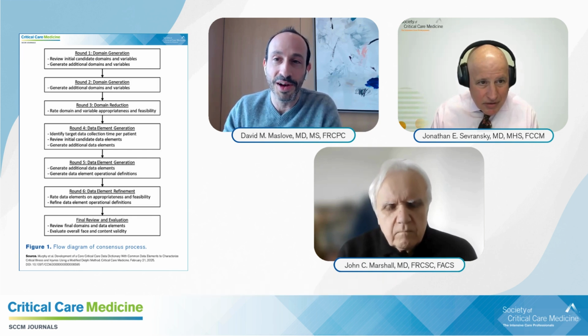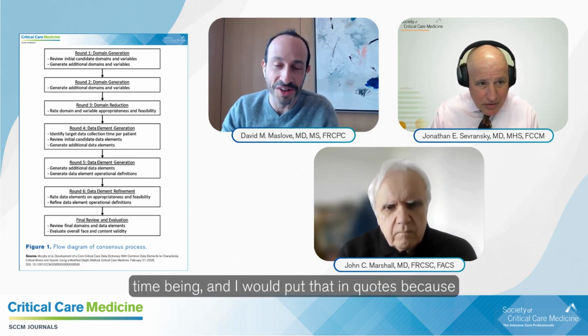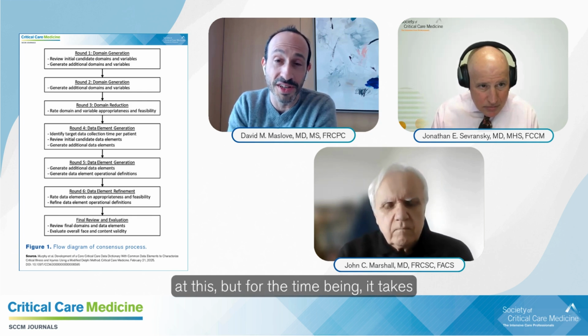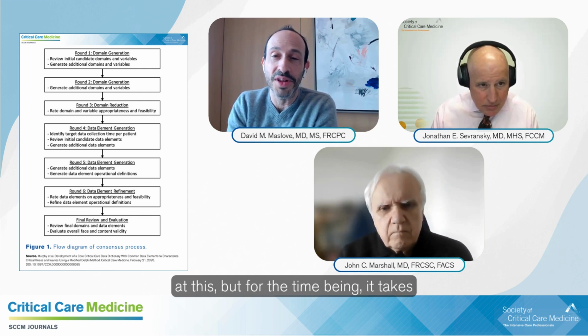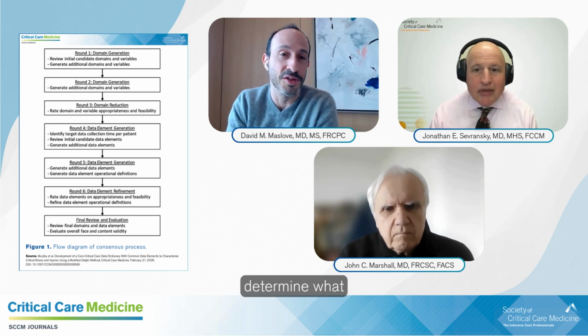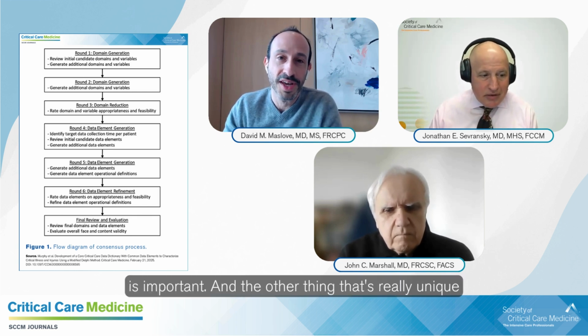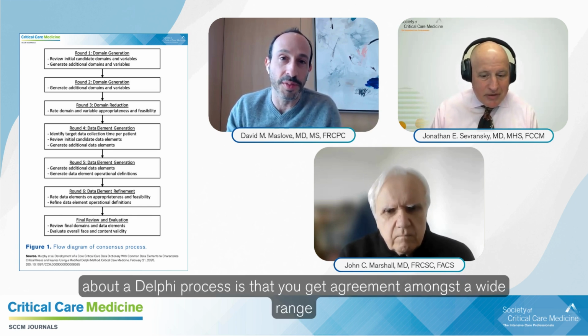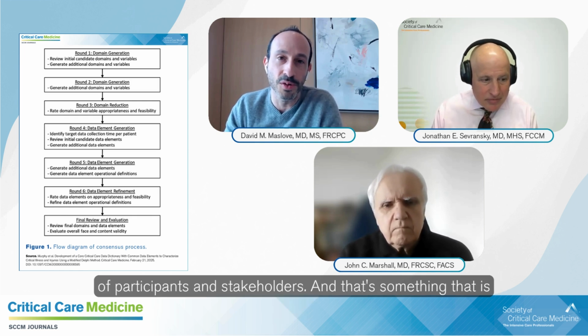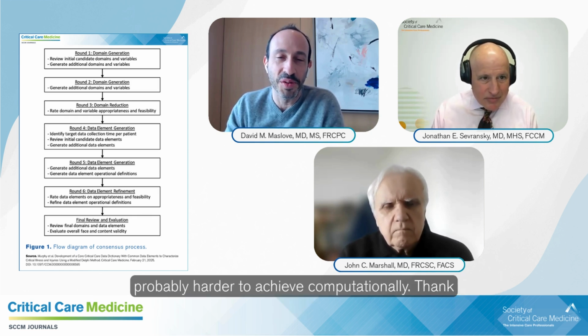And so for the time being, and I would put that in quotes because AI models may be getting better at this, it takes some human expertise to determine what is important. The other thing that's really unique about a Delphi process is that you get agreement amongst a wide range of participants and stakeholders. And that's something that is probably harder to achieve computationally.